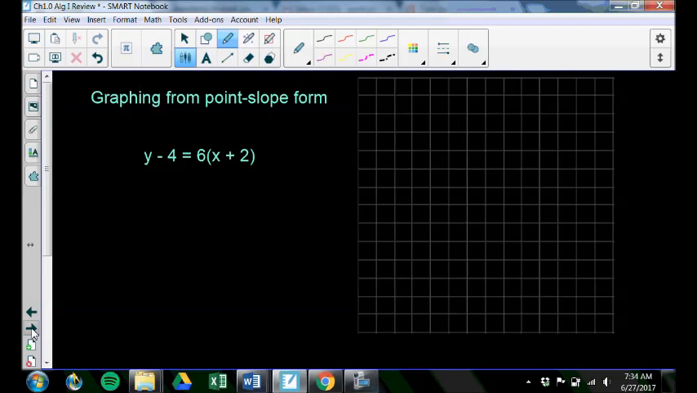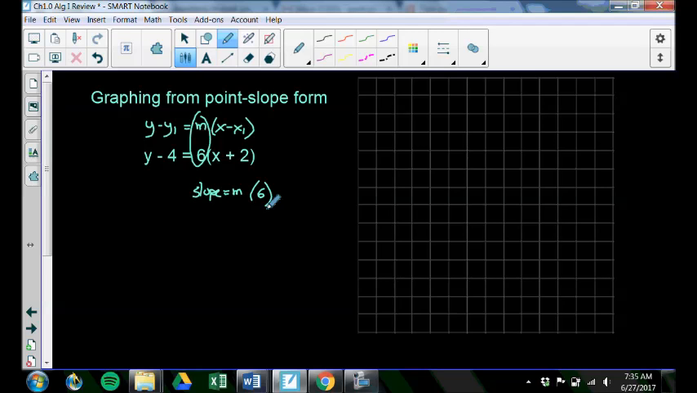Now, you might not have seen point-slope form before. I hope you have. It's wonderful. Point-slope form has this formula, y minus y1 equals m times x minus x1. And just like before, m stands for your slope, which in this case is 6. Very, very steep.